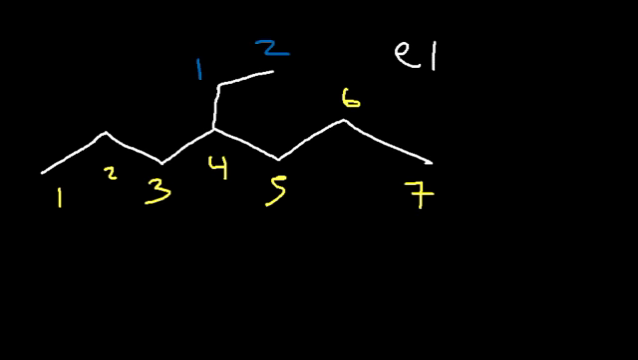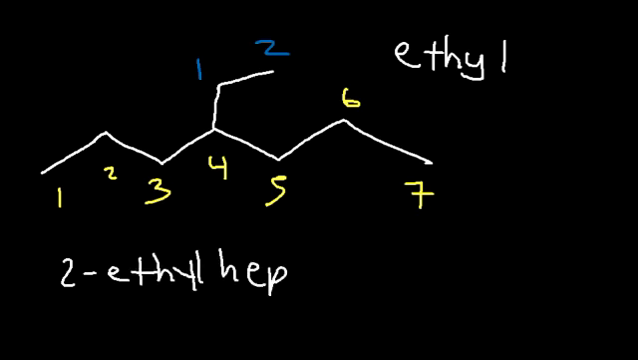Now what about this one? So let's count the longest chain. So this time it's 7 carbons, so that's heptane. But notice that the substituent has 2 carbons. So 2 carbons is ethane, but as a substituent we need to add the suffix YL. So instead of saying ethane, it's going to be ethyl. So this is 2-ethylheptane.